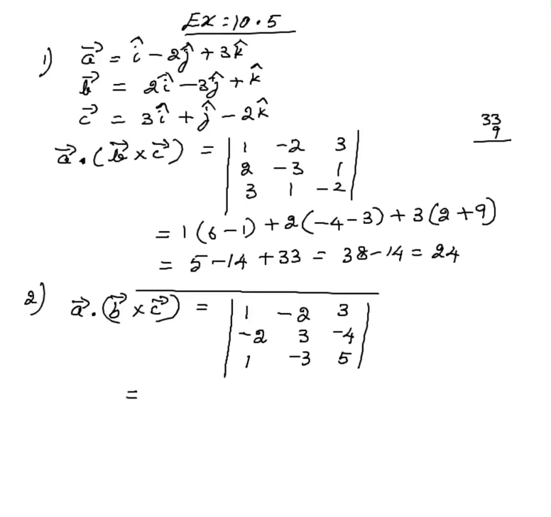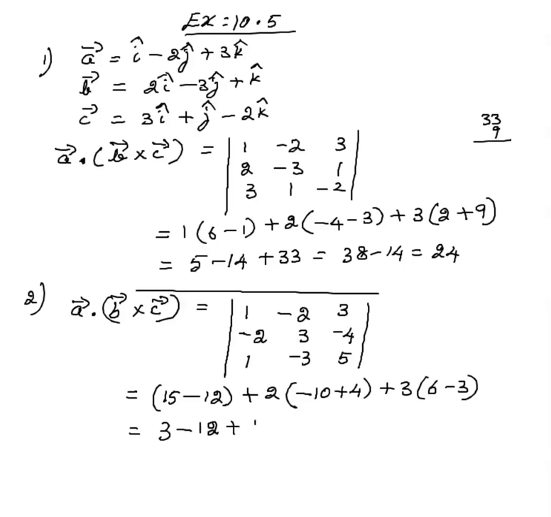The expansion is 1 into 15 minus 12, minus of minus 2 is plus 2, minus 10 plus 4, and plus 3 times 6 minus 3. The answer is 3. Minus 6 times 2 is minus 12, and 3 3s are 9. 12 minus 12 is 0. Therefore, the given three vectors, vector A, vector B, vector C, are coplanar.